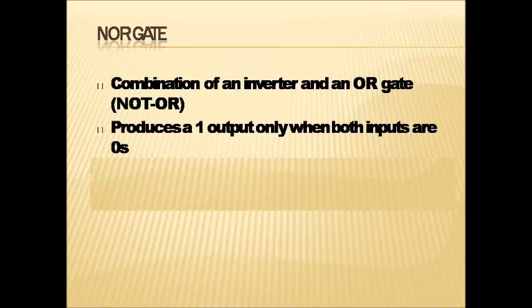Actually it is a negation of OR, right? NOR means it is the negation of the OR gate. NAND means it is the negation of the AND gate.